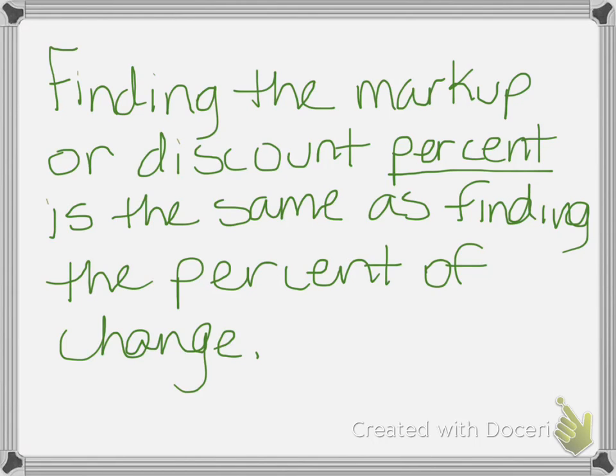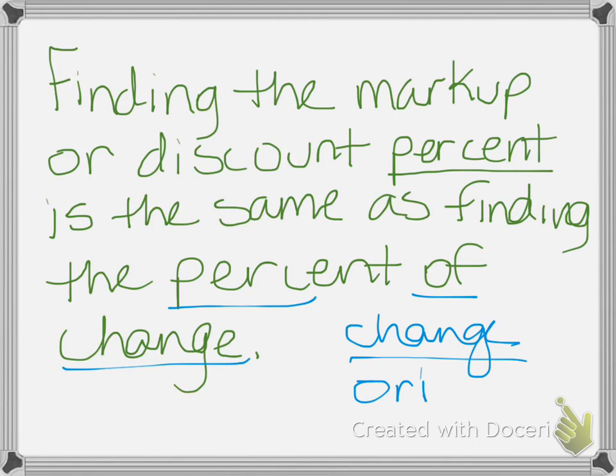So this time, you might be asked to find the markup or discount percent. So you're given both amounts, the starting amount and the new amount, whether you're marking something up or getting a discount. If you're asked to find the percent, it is the exact same thing as finding the percent of change, because a markup percent is a percent of change. It goes up in price. A discount is also a percent of change because it goes down in price. Remember, percent of change is change divided by original. So we're going to do a few examples of those.